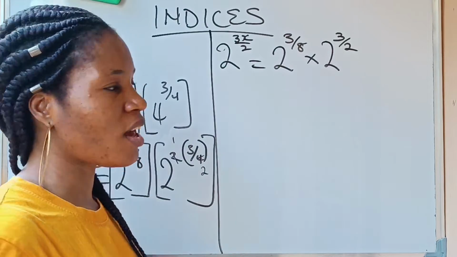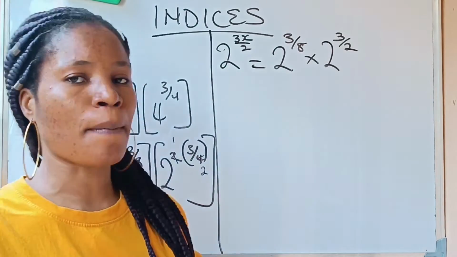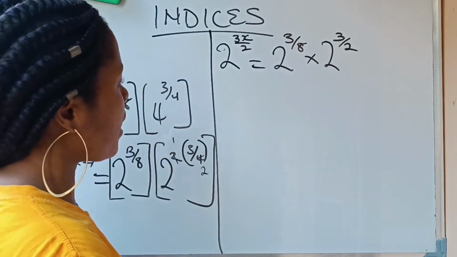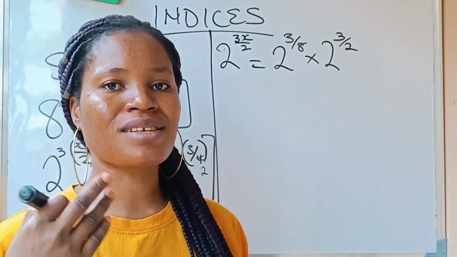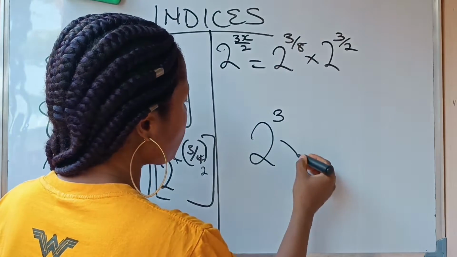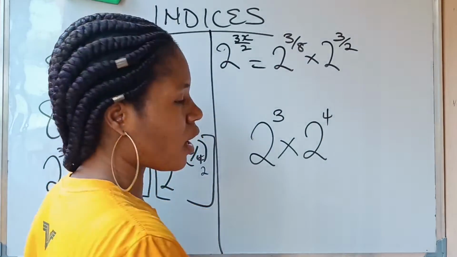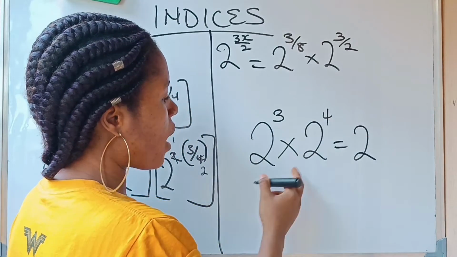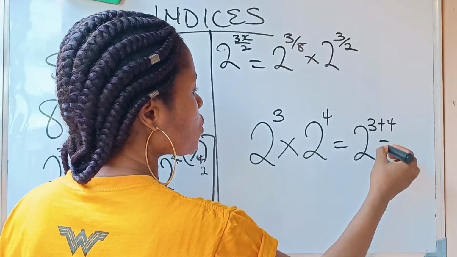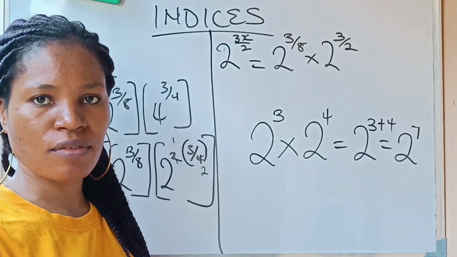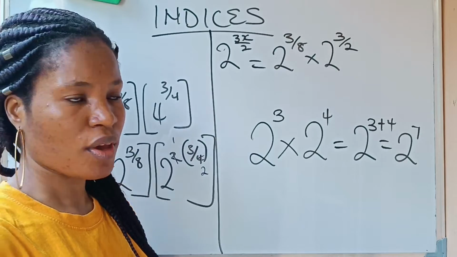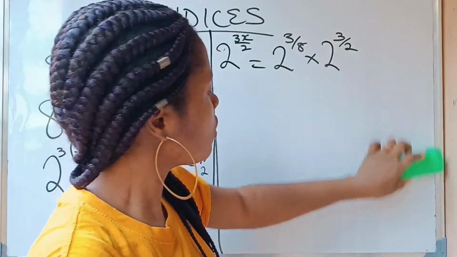All right, so at this point we are going to apply the law of indices, the multiplication law, that states that if you have numbers in the same base, for example 2 raised to the power of 3 multiplying 2 raised to the power of 4, you pick one 2 and you add the powers, 3 plus 4. So your answer becomes 2 raised to the power of 7. All right, so we are going to apply the same law here. So let's go ahead and do that.